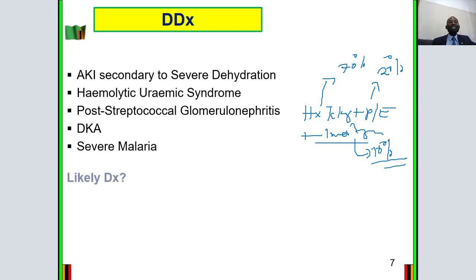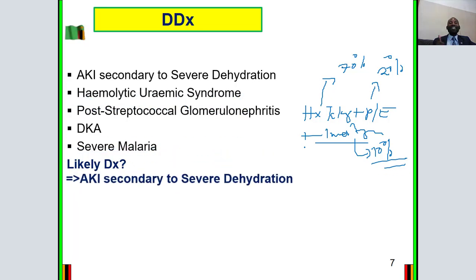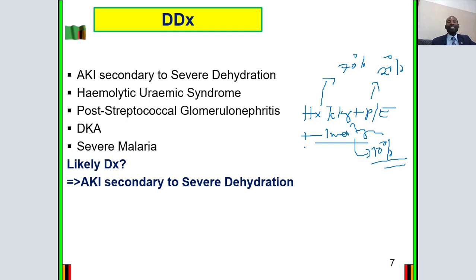Okay, so remember what I said, what's the likely diagnosis? Because in an exam, you write like that, my friend, you are well placed to do well in the exam. The diagnosis is acute kidney injury secondary to severe dehydration. So we have already known the likely diagnosis. Let's go now to the next part.